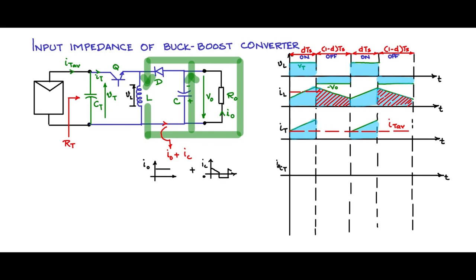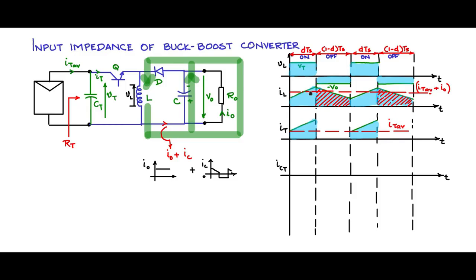So let me draw the inductor average current like this. As we argued just before, this line is a contribution of the average during dT and the contribution of the average during 1 minus dT. So therefore we have the inductor current average as IT average plus I0. The average inductor current line is given by this relationship.